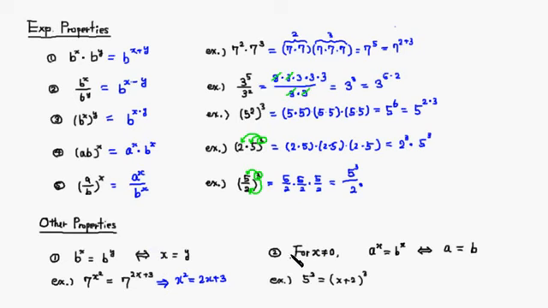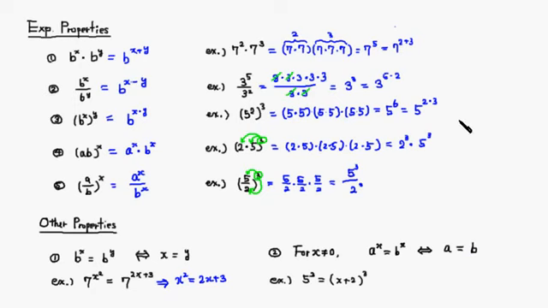Second property. If x is not equal to 0, and a to the x is equal to b to the x, this time the powers are the same, and also the quantities are the same. If powers are the same and the quantities are the same, then we know that the bases are the same. So a equals b.